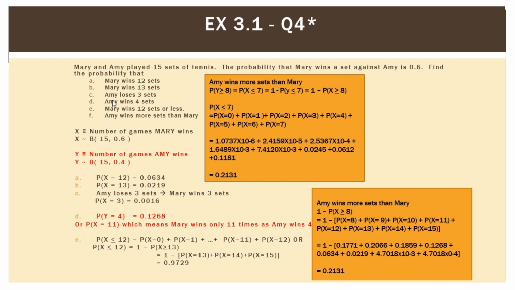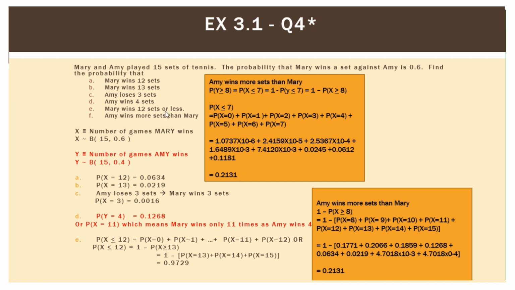Or if Amy wins 4 sets only, meaning Amy lost 11 sets, meaning Mary won the 11 sets. Understand? So you can use Amy or you can use Mary's distribution. You will get the same answer. But since you already wrote 2 distributions here, if you're talking about Amy winning, then you just use Amy, meaning your P will be 0.4.